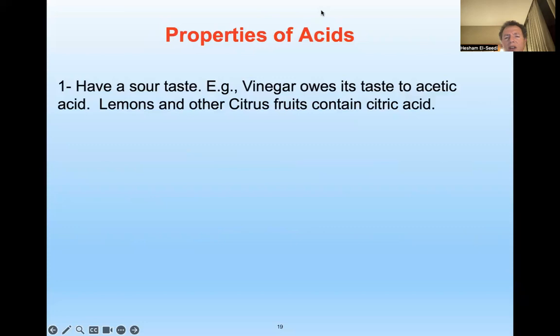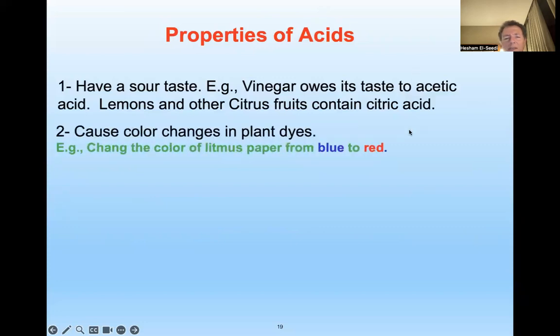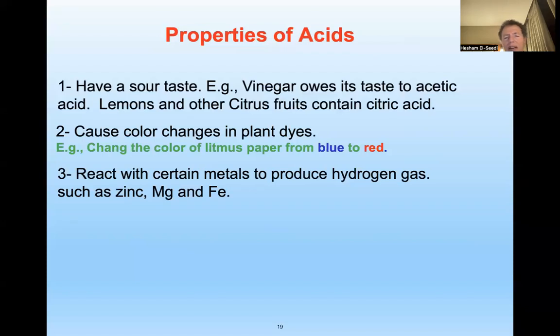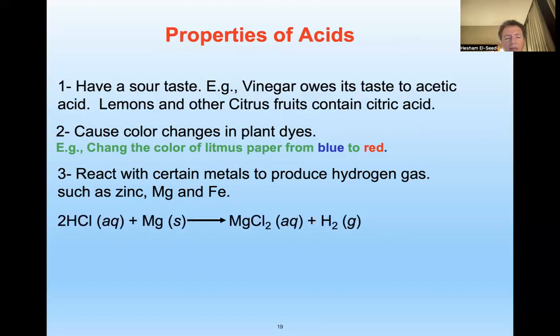What is the definition of acid, right? In a very simple way, acid is a compound which can donate a proton. And if you have a litmus paper and you put it in acid, then it will change the color from blue to red. So acid means red color, right? It reacts with certain metals to produce hydrogen gas, like magnesium and iron.